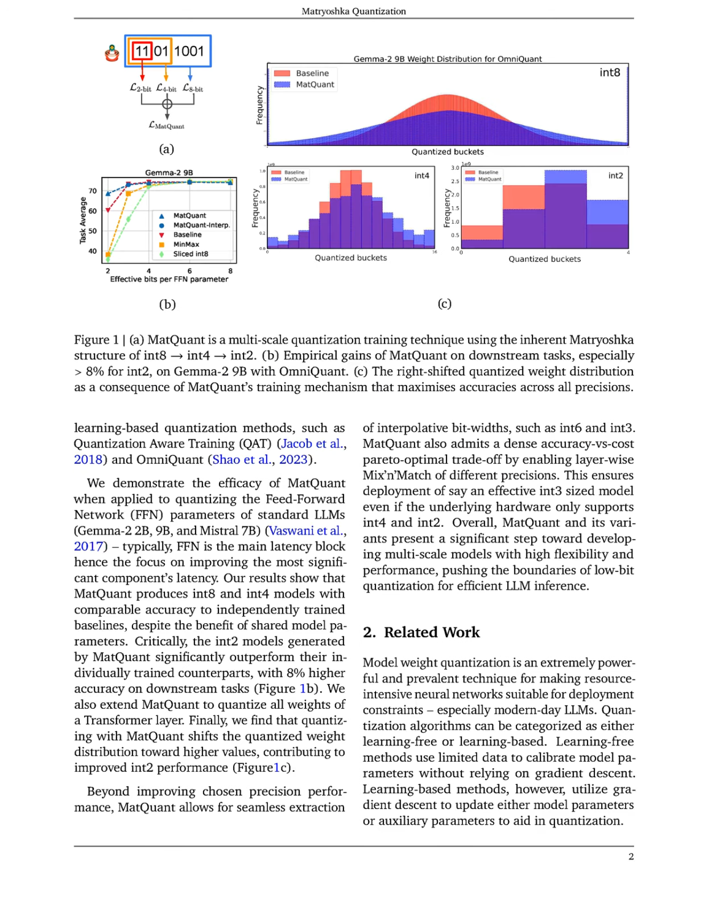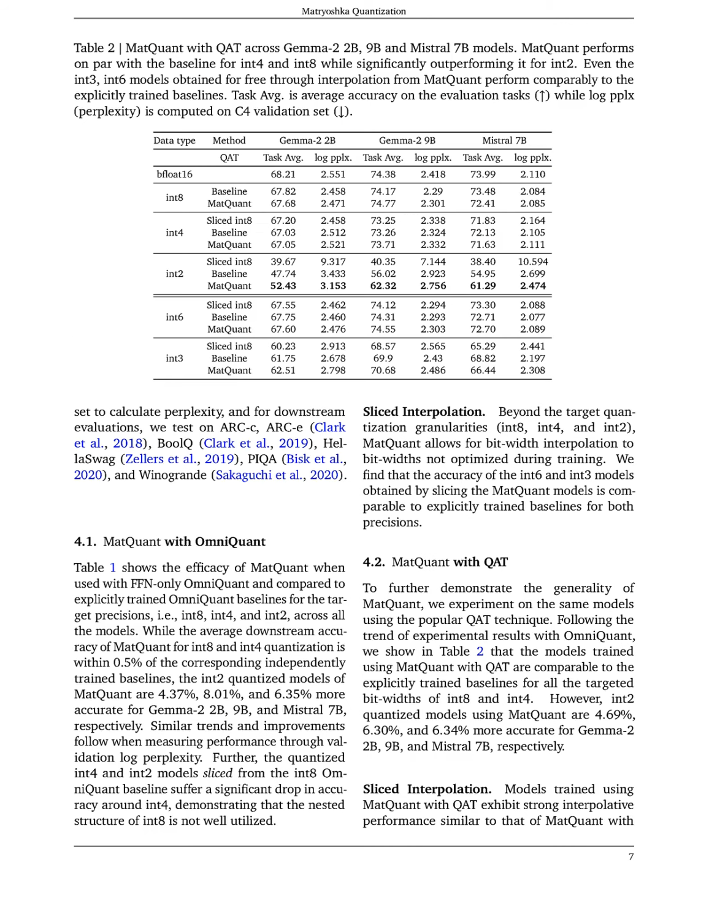The effectiveness of Matryoshka Quantization, MATQuant, was validated through empirical evaluations on standard large language models, LLMs, such as Gemma 2 2B, 9B, and Mistral 7B, focusing on the feed-forward network, FFN parameters. The experiments utilized the C4 dataset, with metrics including log perplexity and average zero-shot accuracy across various downstream tasks, such as ARC-C, ARC-E, BoolQ, HellaSwag, PIQA, and Winogrande.